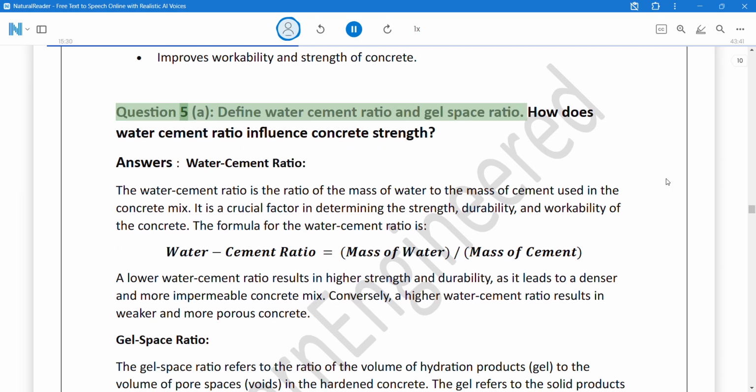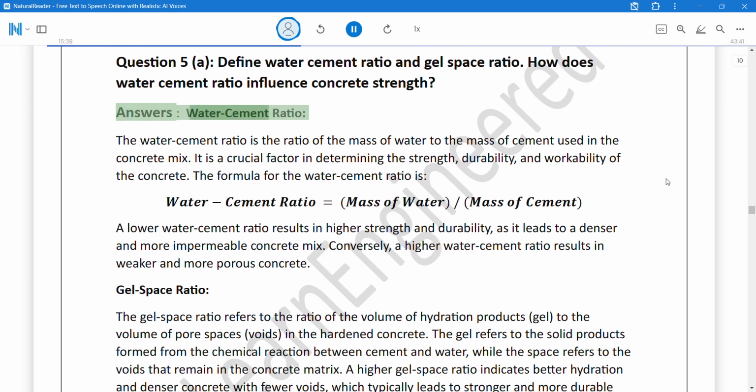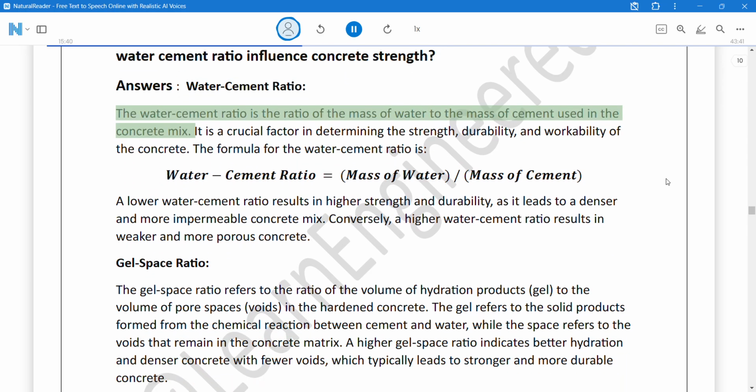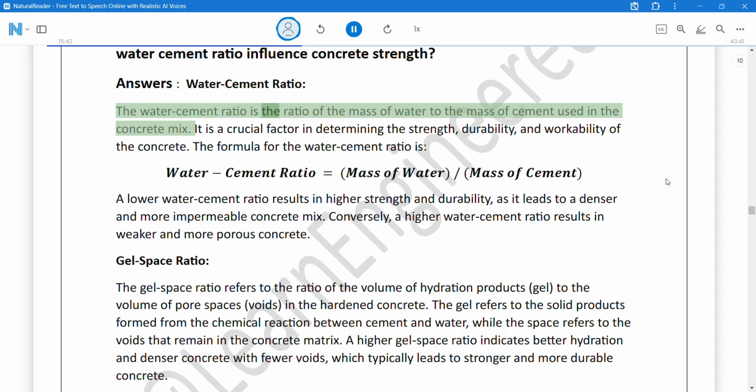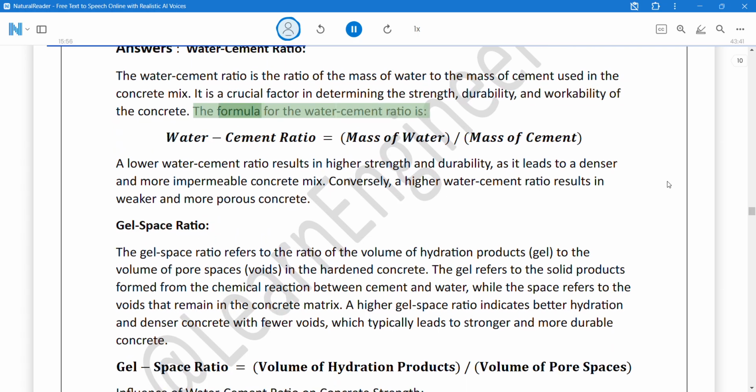Question 5. Define water-cement ratio and gel space ratio. How does water-cement ratio influence concrete strength? Answers. Water-cement ratio. The water-cement ratio is the ratio of the mass of water to the mass of cement used in the concrete mix. It is a crucial factor in determining the strength, durability, and workability of the concrete. The formula for the water-cement ratio is water divided by cement.